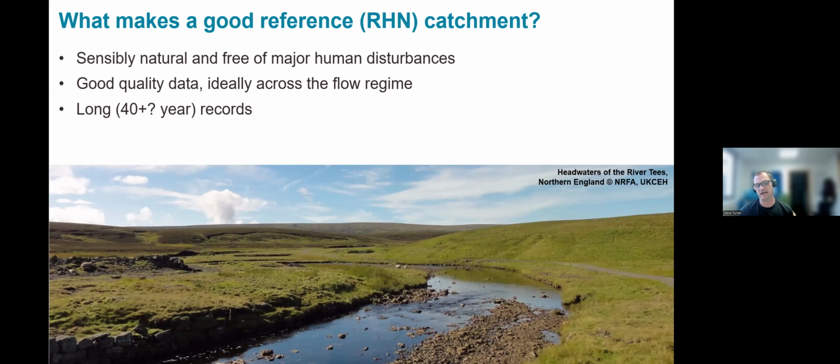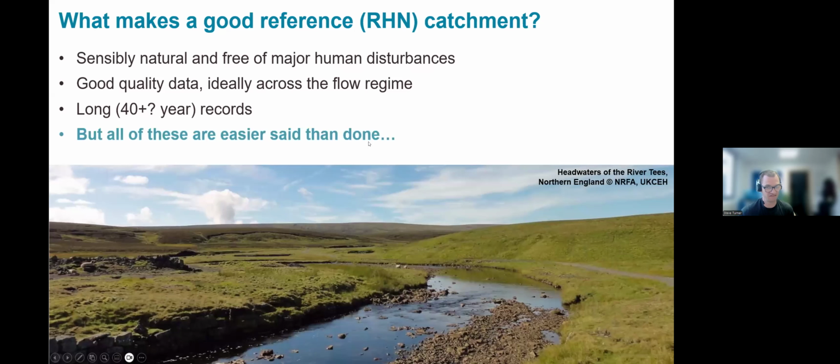And then for the stations to be in our network to give us a picture of what's happening, we would ideally like good quality data, ideally across the high and all the way down to the low flows. And because we're interested in trends, then longish records, perhaps 40 years would be ideal, but really anything more than 20 years would be great as well. And I'm fully aware all of these things are easier said than done. The practicalities of measuring stream flows, I'm sure we're all well aware. There's many challenges.